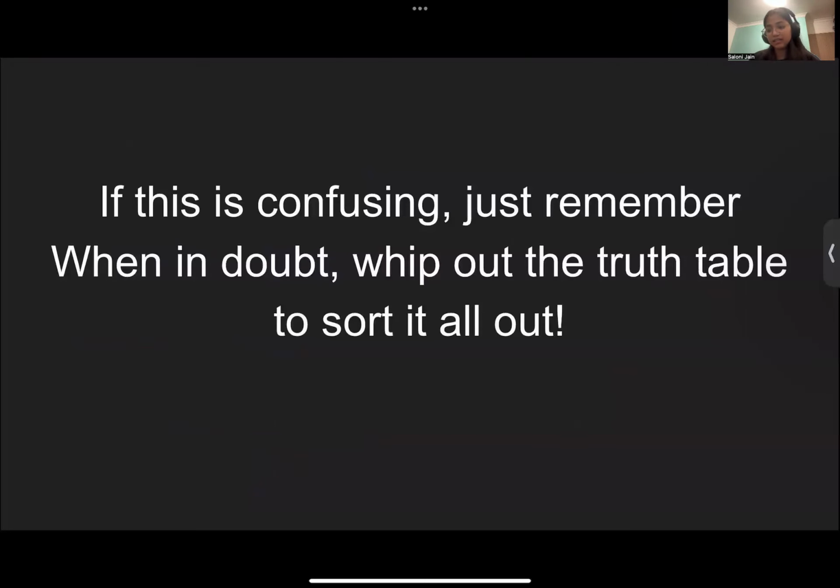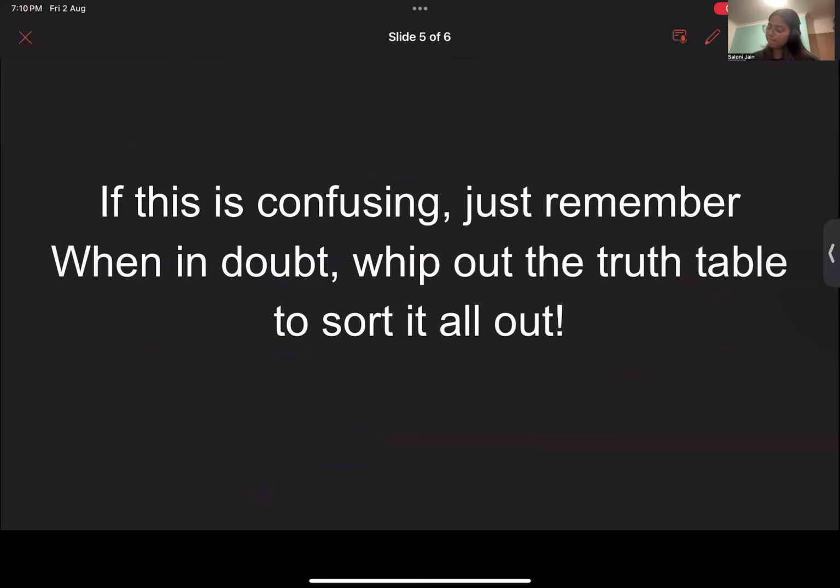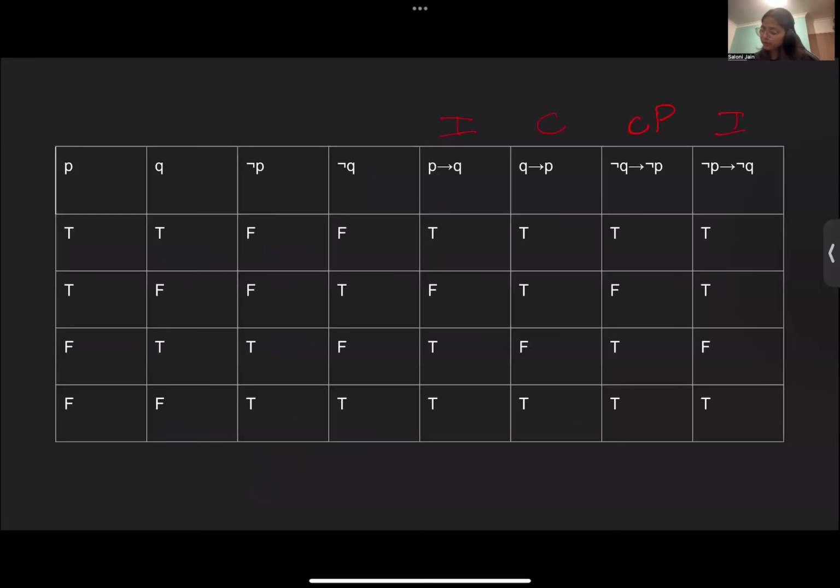I have already made a truth table for you all to understand this. What you do is you write the P values, Q values, the negation values, and then the implication value. If you observe carefully, implication, sorry, I'll just put this as inverse, and contrapositive.